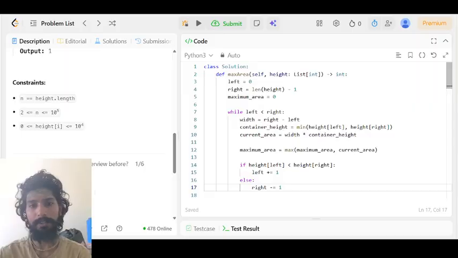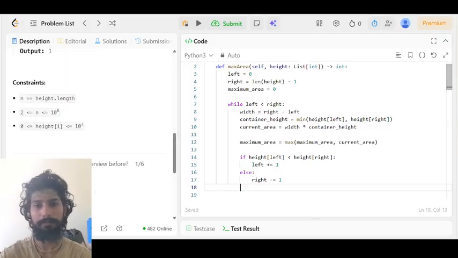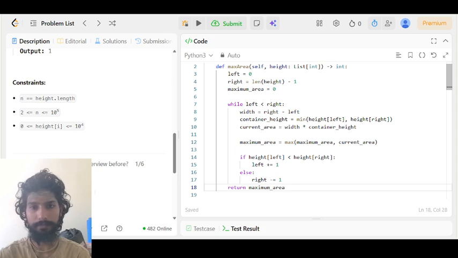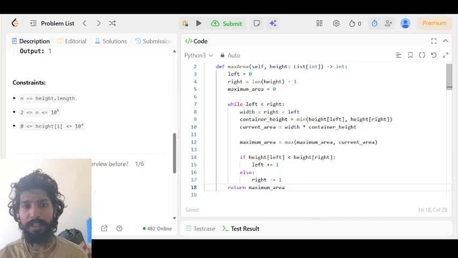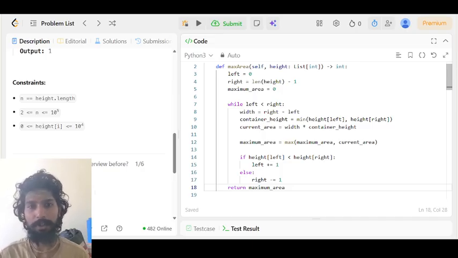After the loop ends, we return the maximum area. So let me summarize it once again. We begin by placing left at index 0 and right at the last index. We also create a variable to store the maximum area found so far. We continue while the left pointer is before the right pointer.